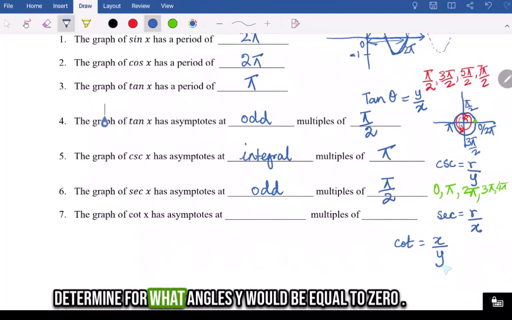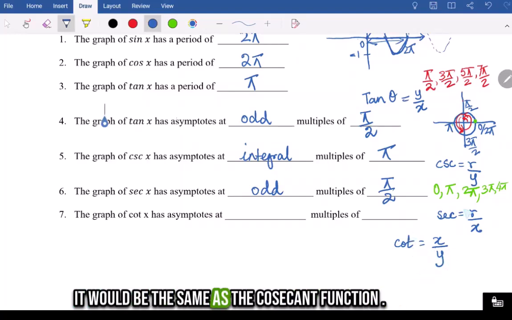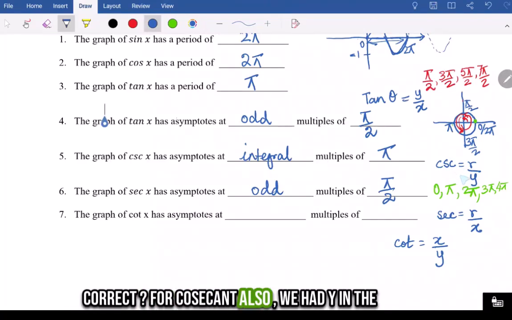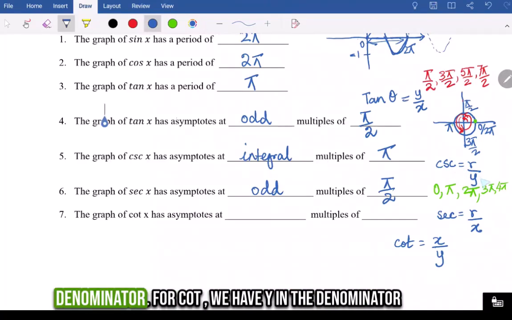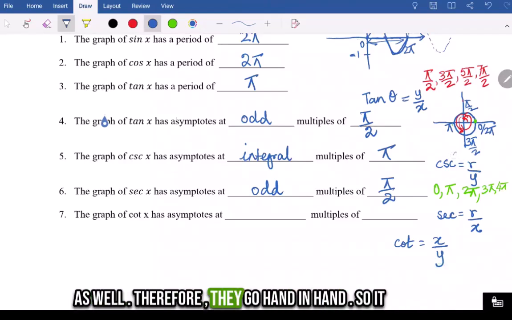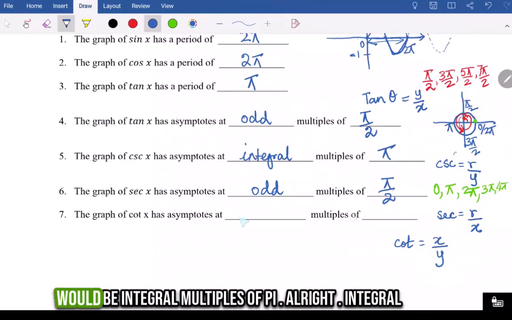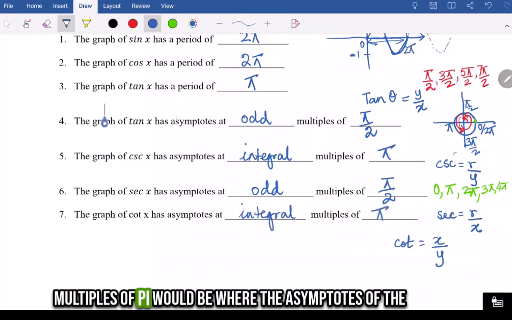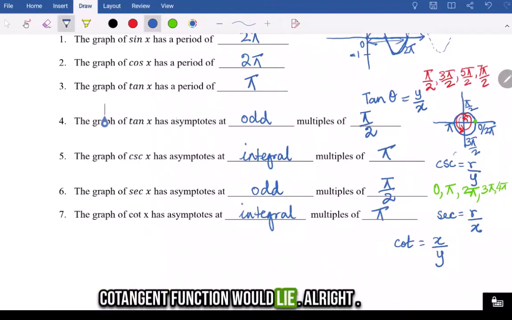Let's determine for what angles y would be equal to 0. It would be the same as the cosecant function, correct? For cosecant also, we had y in the denominator. For cot, we have y in the denominator as well. Therefore, they go hand in hand. So it would be integral multiples of pi. All right, integral multiples of pi would be where the asymptotes of the cotangent function would lie.